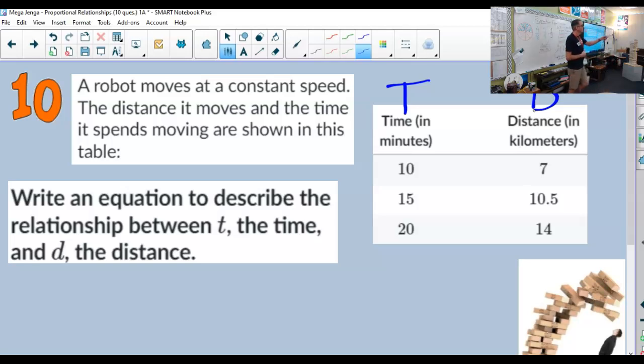Jimmy, you ready? This is your question. Make sure you talk with your team. You can do T equals or D equals. I do not care which equation you give me. You can do T equals or you can do D equals.